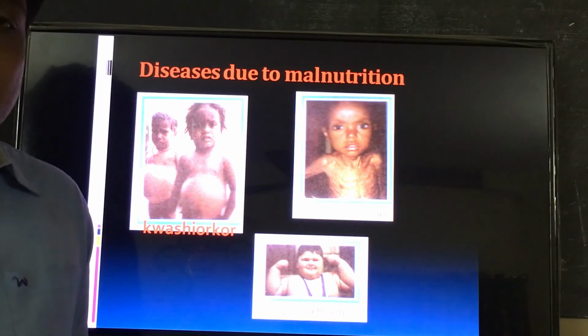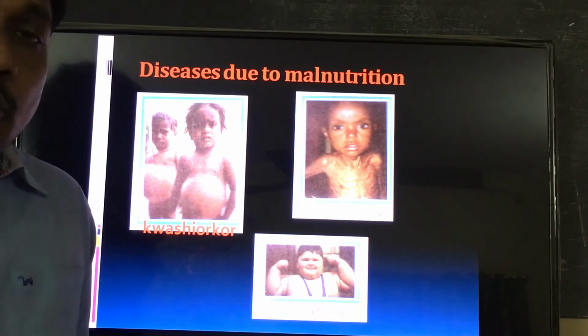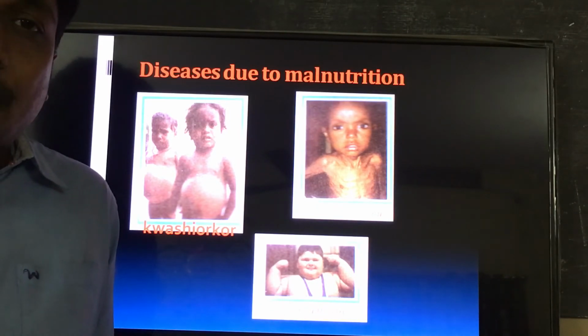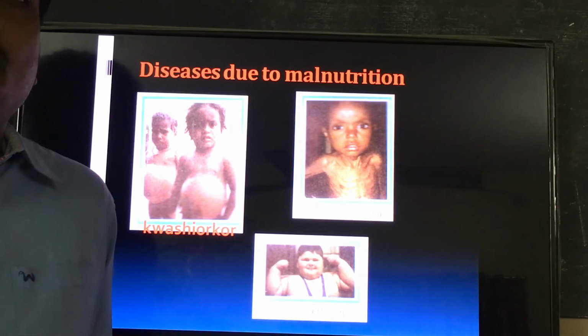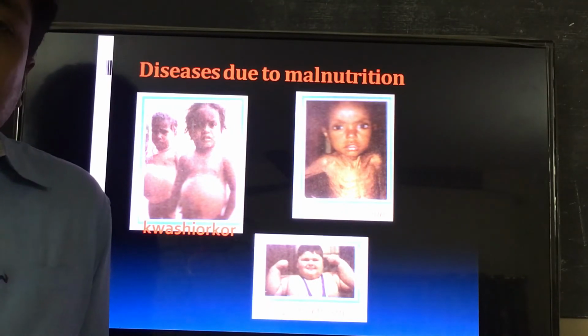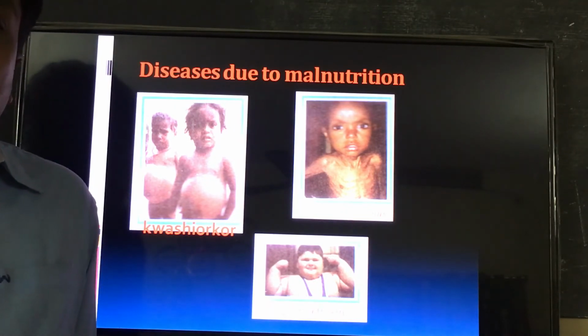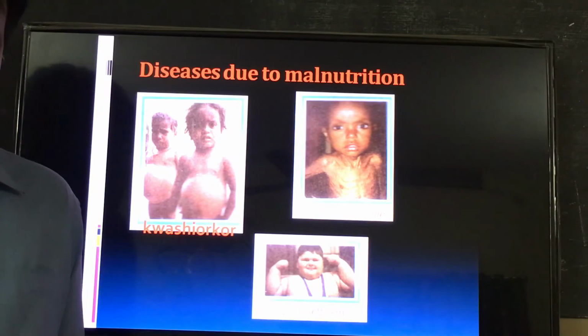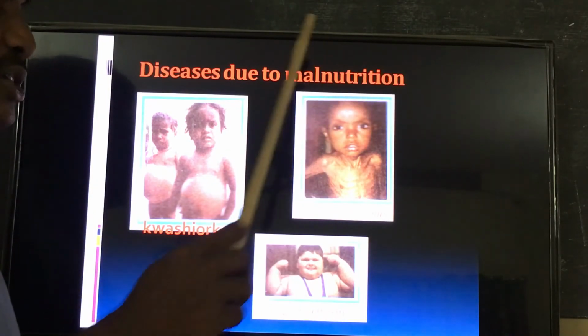For example, if a house contains two children, one a boy and the other a girl, the mother wants to supply or prefers to give more food to the boy, correct or not? This leads to malnutrition in girls. And the fourth one is repeated attack of infections like vomitings and motions, which leads to malnutrition.